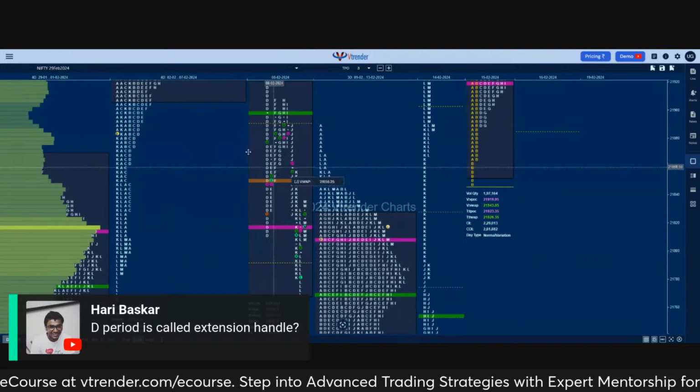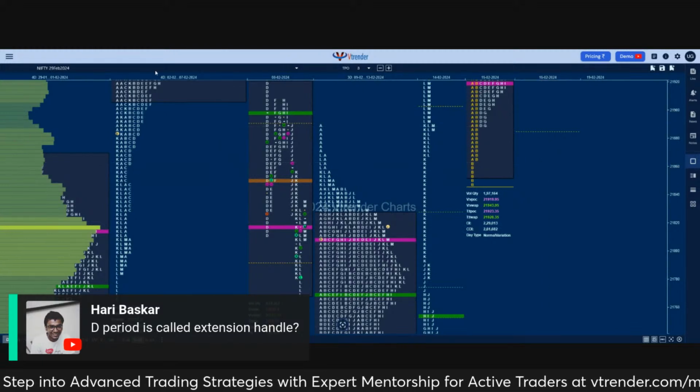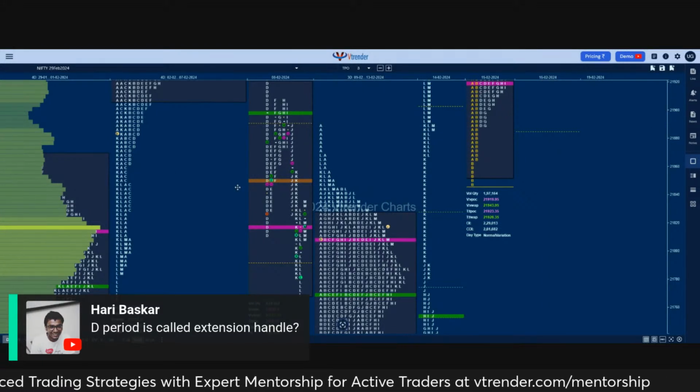I'll shift to the Bank Nifty profile, and we will see what has happened in the Bank Nifty.